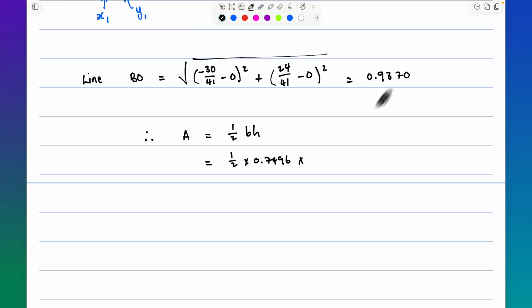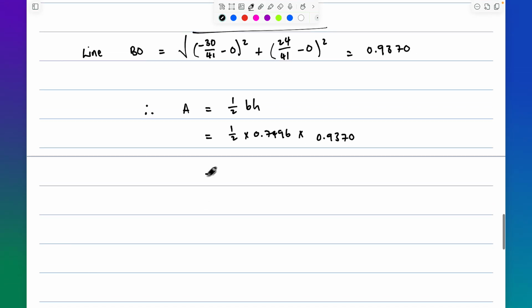multiplied by your height, which is 0.9370. Apologies for the noise in the background. So if you punch that into your calculators, you get 0.351.